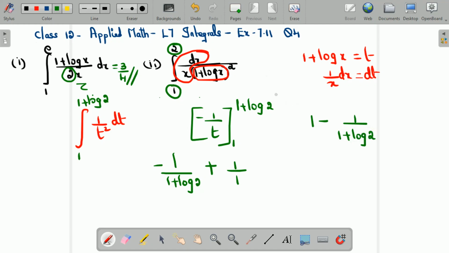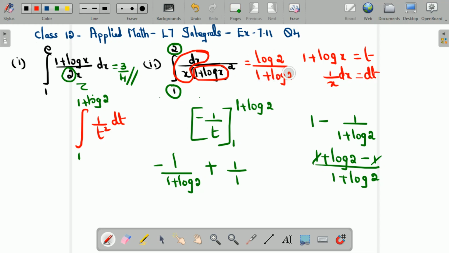If you want, we can take LCM for this particular expression. So this will become (1 plus log 2 minus 1), the whole divided by 1 plus log 2. So this and this will get cancelled. So the final answer for this integration will be log 2 divided by 1 plus log 2.